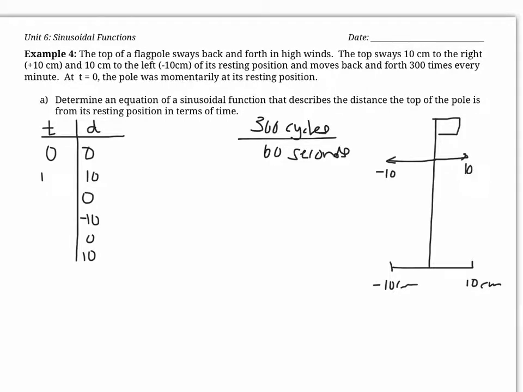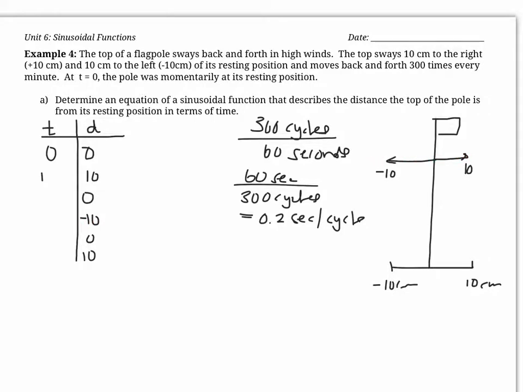And if I want to know how many seconds in one cycle, I just have to flip this. I want to do 60 seconds per 300 cycles. And if I divide those two, I'm going to get the number of seconds per cycle, and that's going to be 0.2. So we have one cycle that takes place every 0.2 seconds, which means that if we start to fill this in, we can see that one cycle is going to go from 0, 10, 0, -10, and 0. So all the way back like this, that would be one cycle.